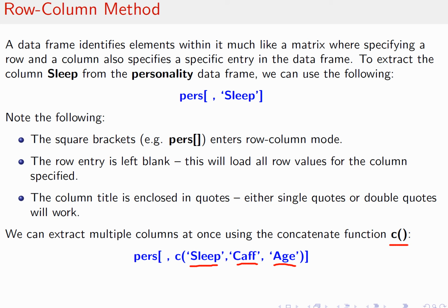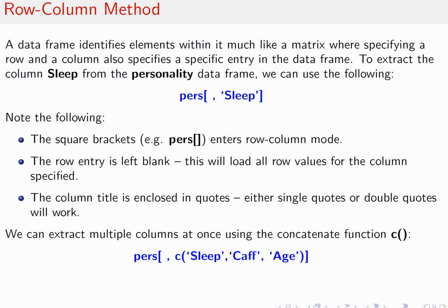And so there's 3 column titles, and what it's going to do is grab those 3 columns, and since the row was left blank, it's going to grab all the rows, and it's going to create a new data frame that just has these 3 columns of information.